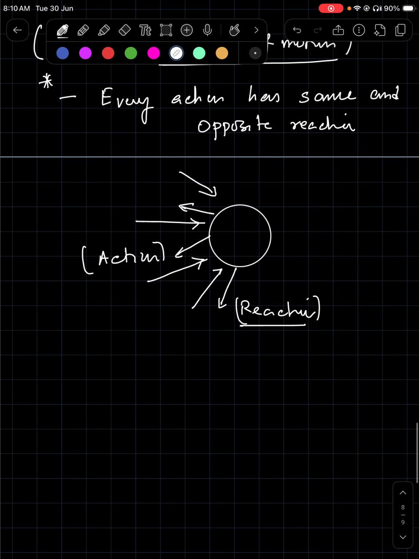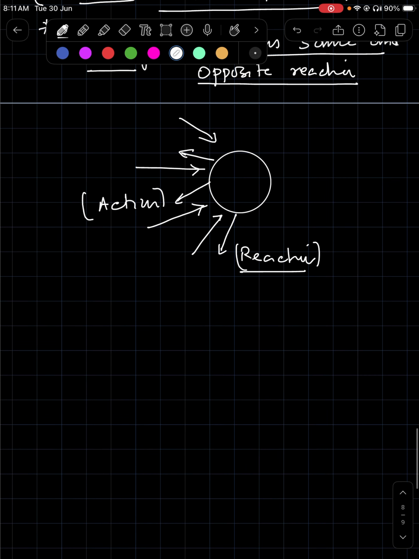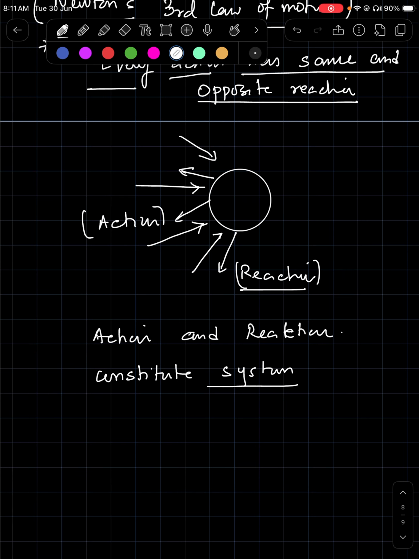But here we have to remember one more thing. This is not at all actually coming from Newton's third law of motion. So the third law is telling us that action and the reaction constitute a system. What is the meaning of this statement? So it is telling that whenever the action is present, reaction is also.